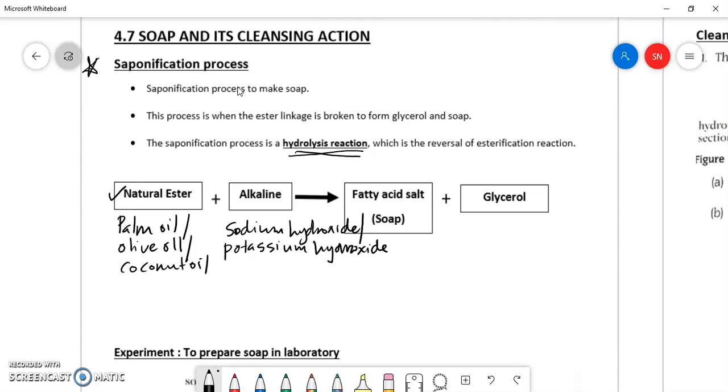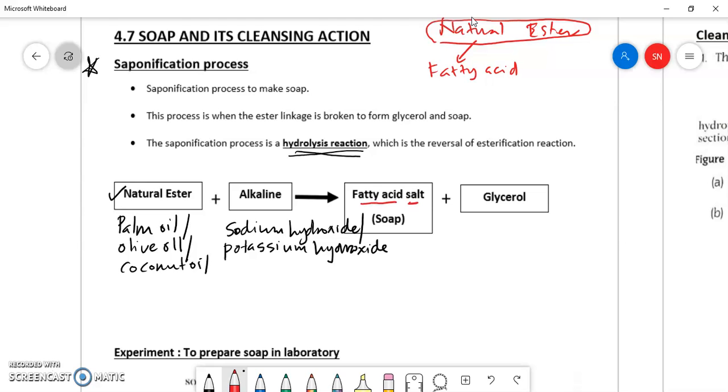oil. Now if you look at natural ester, just to recap, natural ester can be broken into two parts. One is fatty acid. Actually, what we require to make soap is the fatty acid section, because the soap is actually going to be the fatty acid salt. It's a salt based on the fatty acid, and the fatty acid is coming from the natural ester. So one of the components of natural ester is fatty acid.